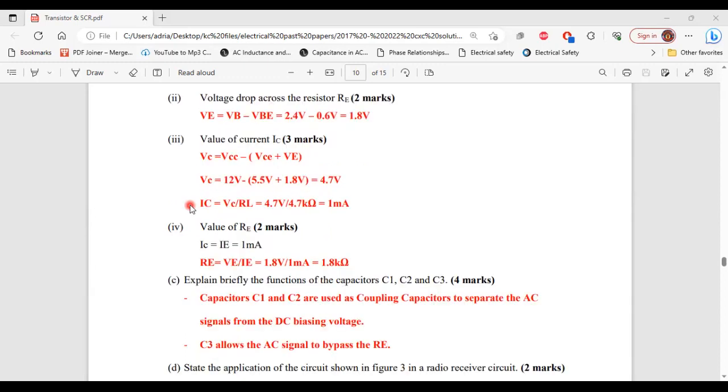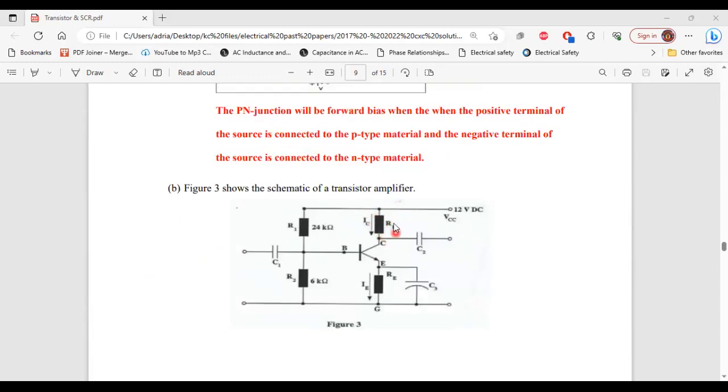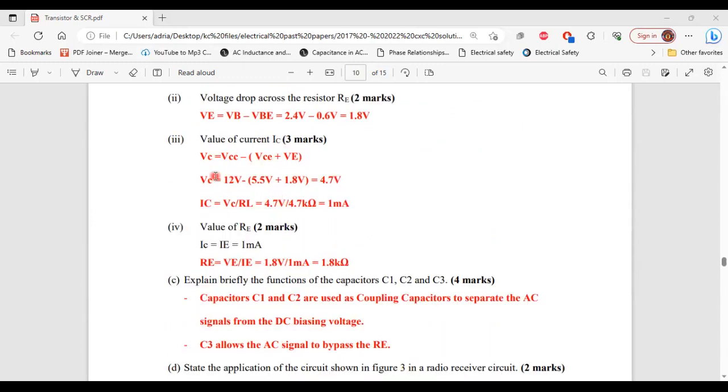For part three, it says to calculate the value of the current IC. The first thing that we need to find is the voltage drop across the resistor RC, which is this resistor right here. In this case, it is called RL. We need to find the voltage drop across this resistor. So VC is equal to VCC minus, in bracket, VCE plus VE. VCE was given, we calculated VE, and VCC was also given. Therefore, VC is equal to 12 volt minus, in bracket, 5.5 volt plus 1.8 volt. That will give us 4.7 volt.